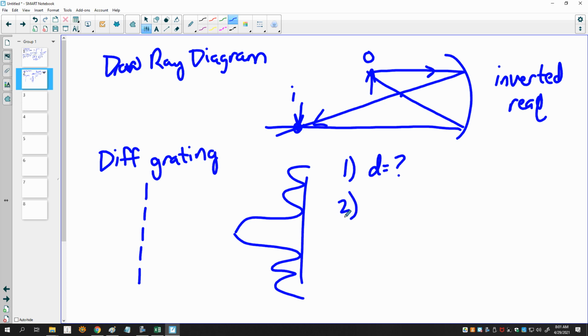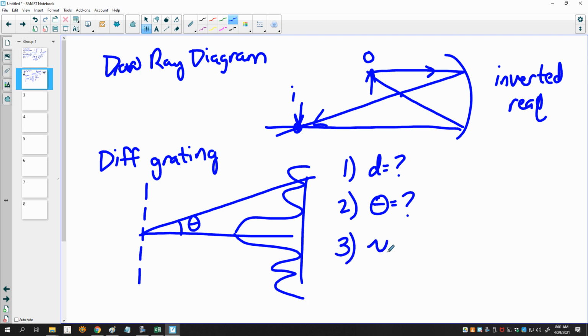The second is to determine what is theta. All right, what is the angle theta, say, to the second order bright spot, if that's what I ask you. So find theta, and then the third thing that you'll need to do is determine what is y, where y is this distance. Okay? So, as I said, 1 to 3 questions for each of these topics. And that's all. So that's the free response. It would be worth 8 questions overall.